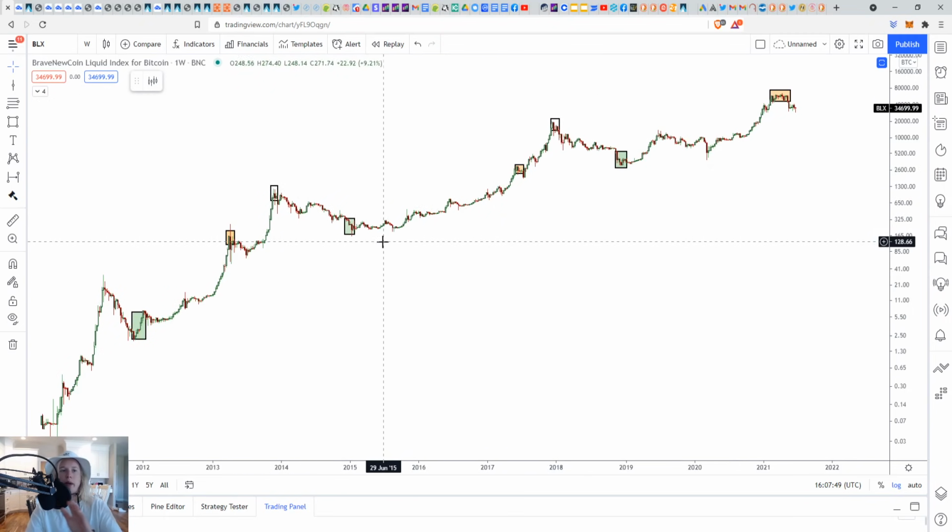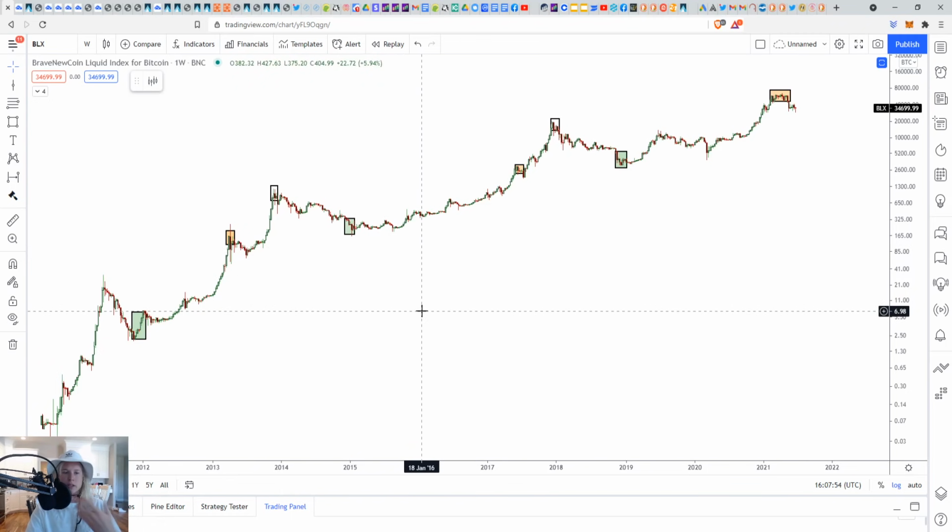And so it shows this path that maybe the cycles are lengthening. But I personally don't think that that's the case, and I'm going to explain to you guys why that is. Now, first things first, guys.